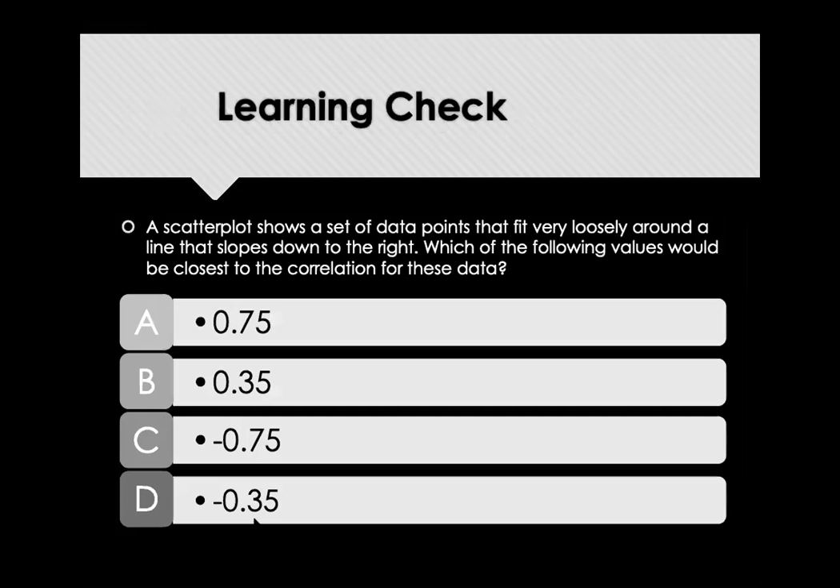So let's do a quick learning check. A scatter plot shows a set of data points that fit very loosely around a line that slopes down and to the right. Which of the following values would be closest to the correlation for these data? Which R value would fit with this description of data?